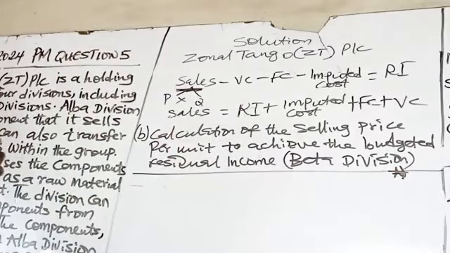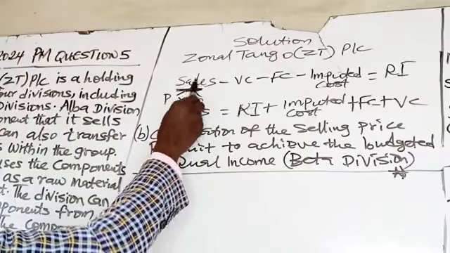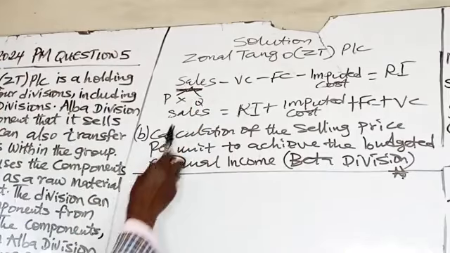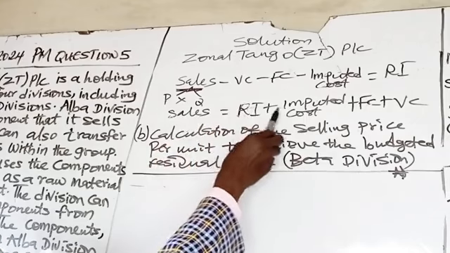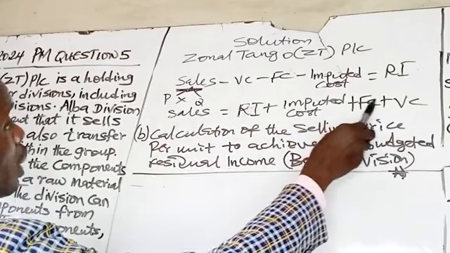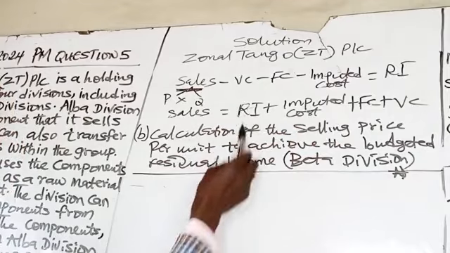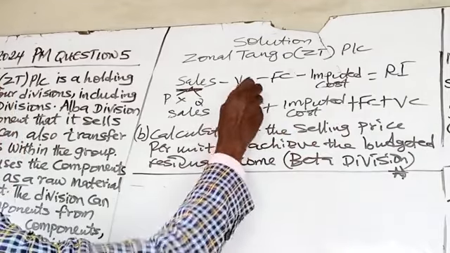You are also going to work back. Your selling price is still part of sales. I've told you that to make sales, the solution formula is residual income plus imputed cost plus fixed cost plus variable cost. Now you are starting with the residual income.